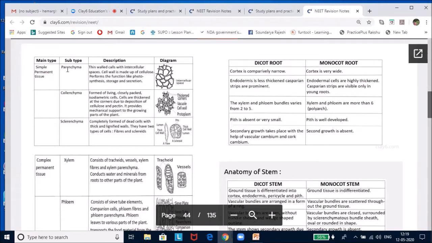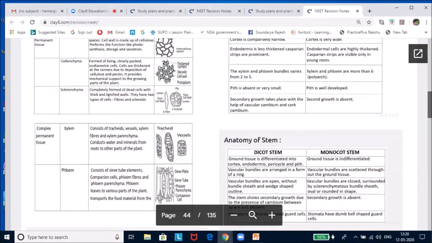Now, what are the types of simple permanent tissue? Parenchyma, collenchyma, and sclerenchyma. Now, let us look at each of them individually. So, this is a parenchyma cell. This forms the major component within the organs. Cells are generally isodiametric but can be spherical, oval, round, polygonal, or elongated. Walls are thin and chemically made up of cellulose. They can be closely packed or have little intercellular spaces. They perform functions like photosynthesis, storage, and secretion.